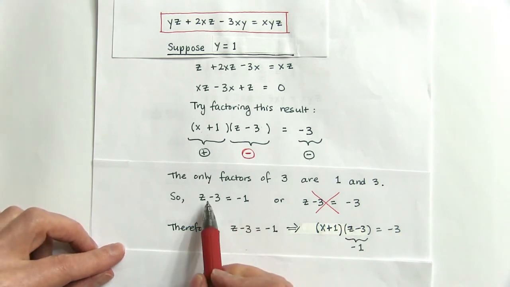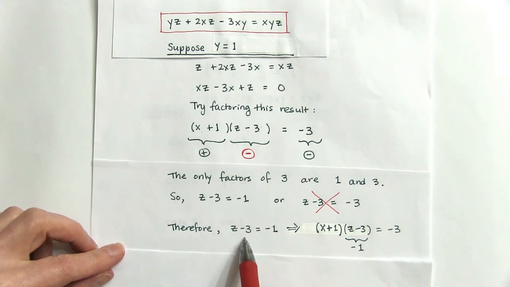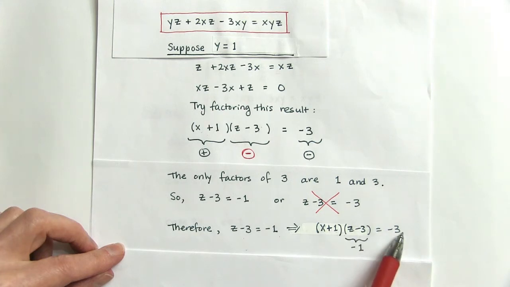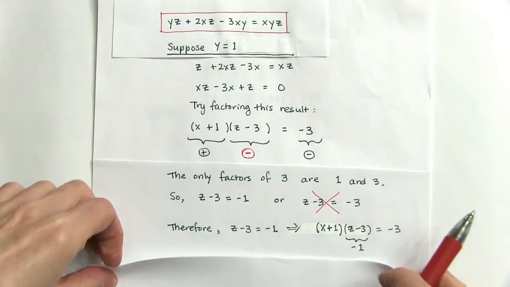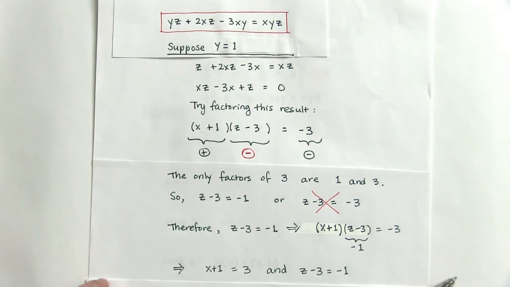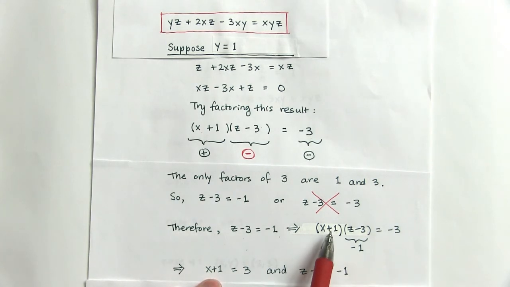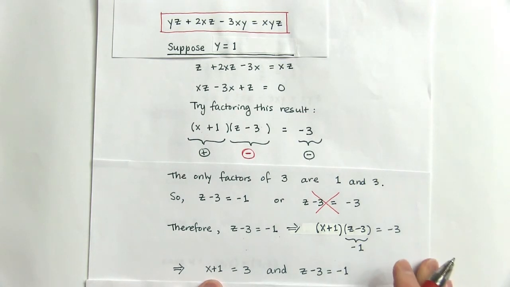So we've established that z minus 3 must be minus 1, and then in this product, since this product is minus 3 and this is minus 1, x plus 1 must be 3. There's no other choice. So we've established that x plus 1 must be 3, and z minus 3 must be minus 1. We're now able to solve for x and z.